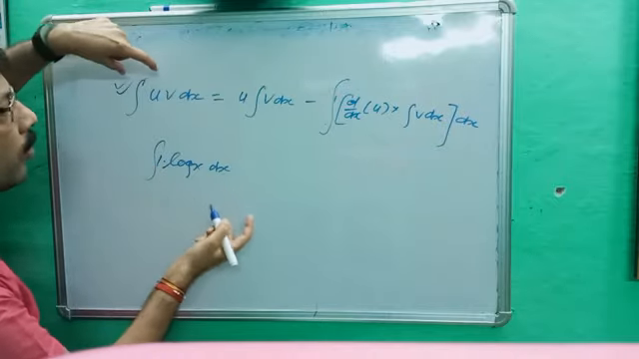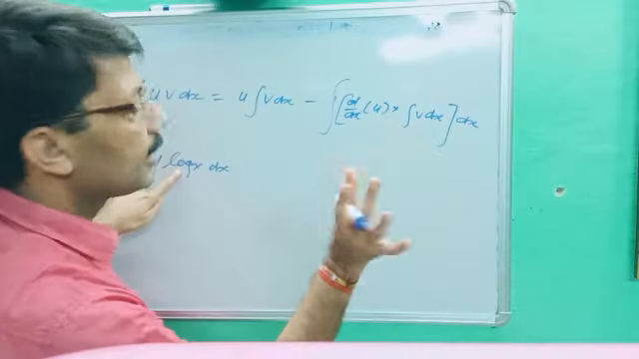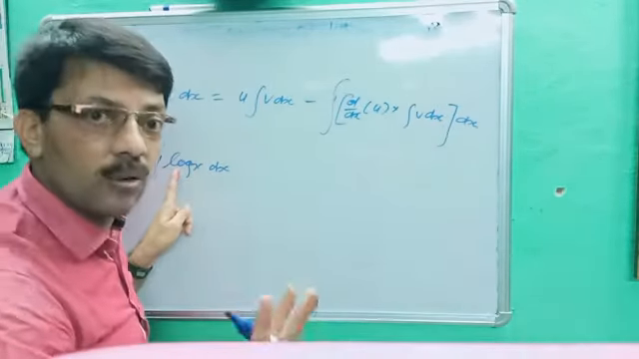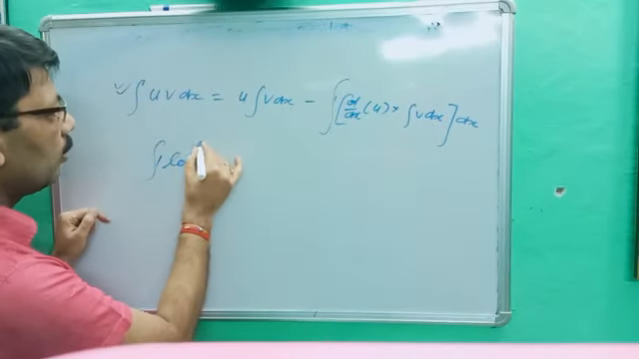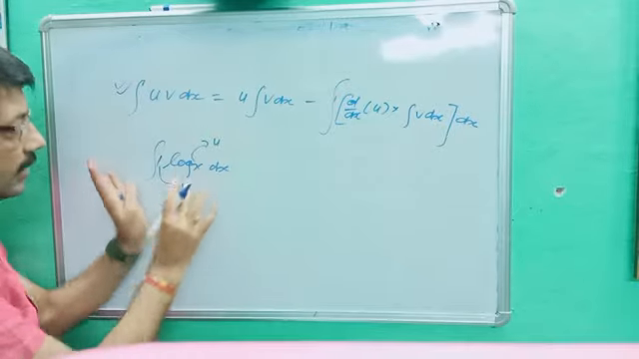So you have to assume u and v. If you assume log x as v, you will not get the answer. You better understand, because the integration of log x is not known. So log x will be u, and 1 will be v. Keep in mind, selection is very important.